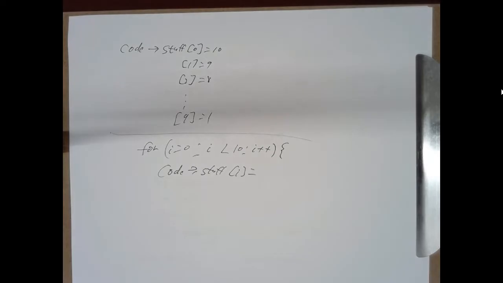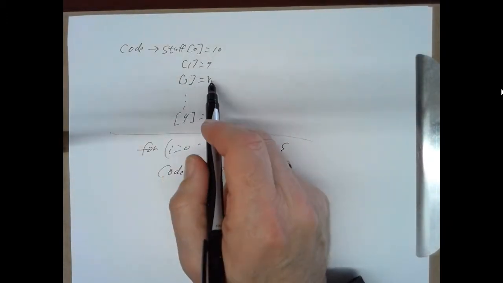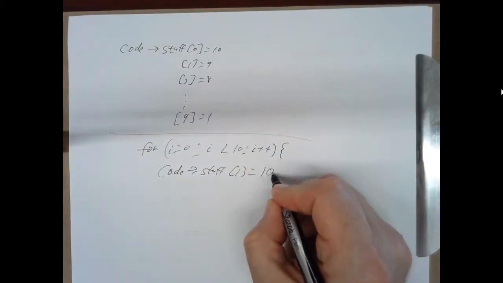So here's the least comfortable way to do it, right? Find a formula. So for 0, I want 10. For 1, I want 9. For 2, I want 8. So in general, I want 10 minus I.